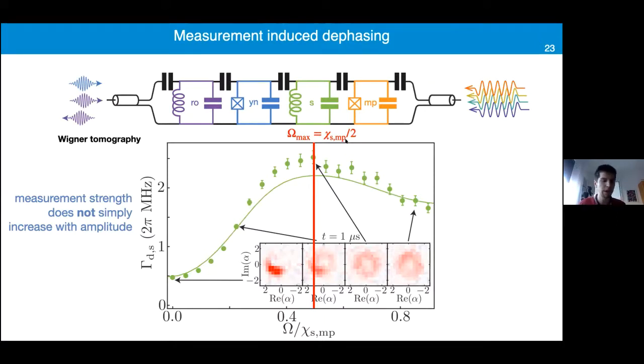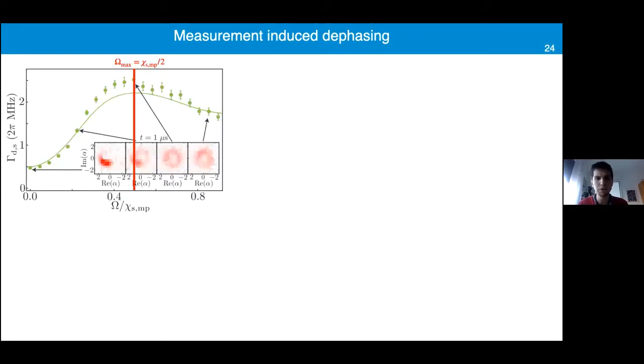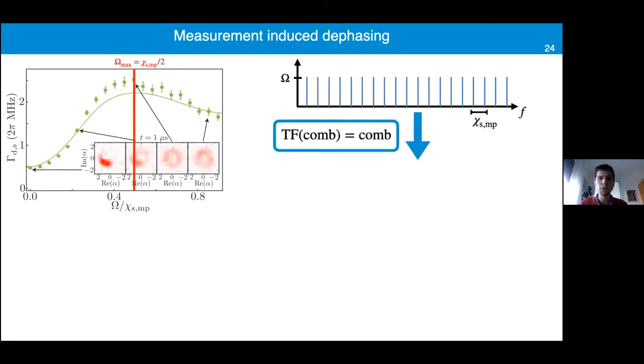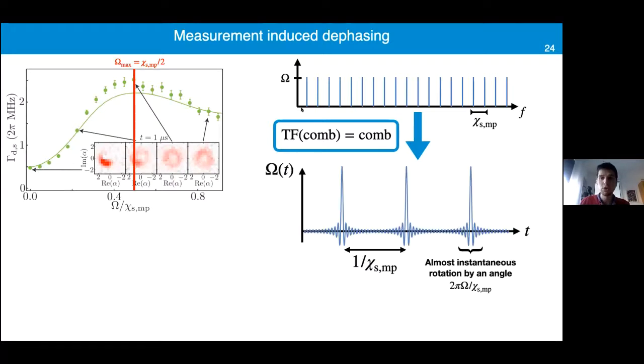I will not have the time to explain it to you in detail, but I will give you the main ingredient. So you are currently probing the system with a frequency comb. And as the Fourier transform of the comb is a comb, the time envelope of the drive on the multiplexing qubit is also a comb with a time step 1/chi-SMP, and where each of those peaks corresponds to an almost instantaneous rotation in the Bloch sphere by an angle 2 pi omega divided by chi.